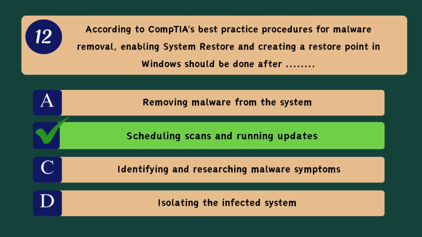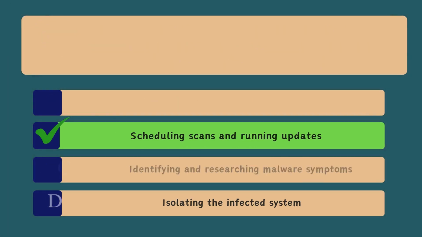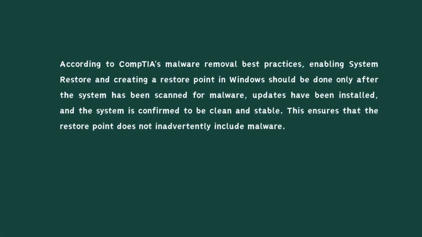Correct answer: B. Scheduling scans and running updates. According to CompTIA A+ malware removal best practices, enabling System Restore and creating a restore point in Windows should be done only after the system has been scanned for malware, updates have been installed, and the system is confirmed to be clean and stable. This ensures that the restore point does not inadvertently include malware.